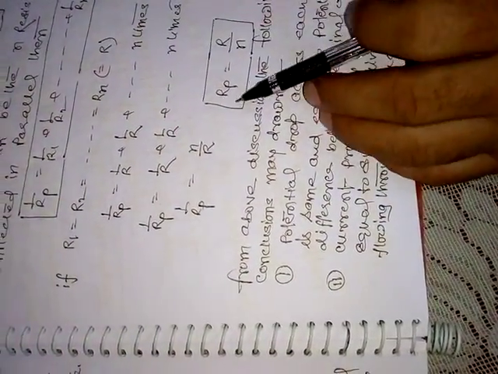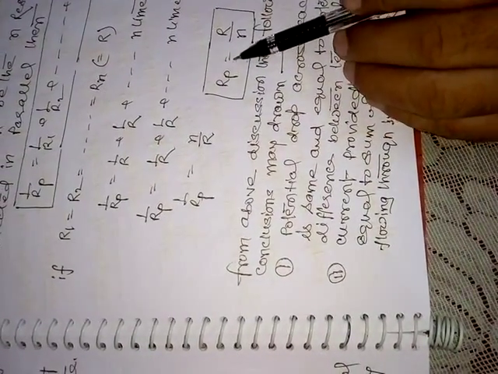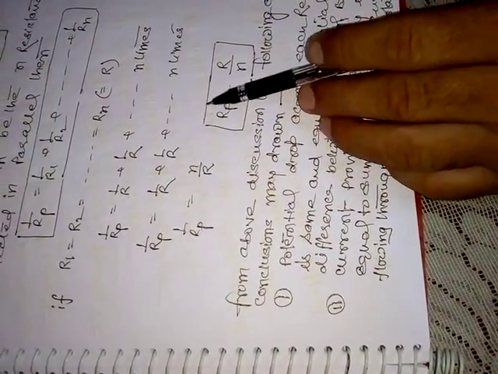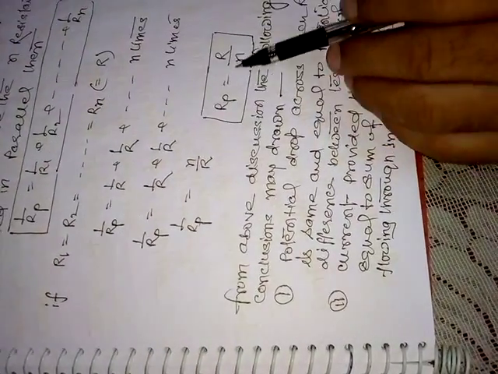The important point regarding the parallel combination: in parallel combination, individual potential difference across the individual resistors is equal to potential difference between the terminals of battery.